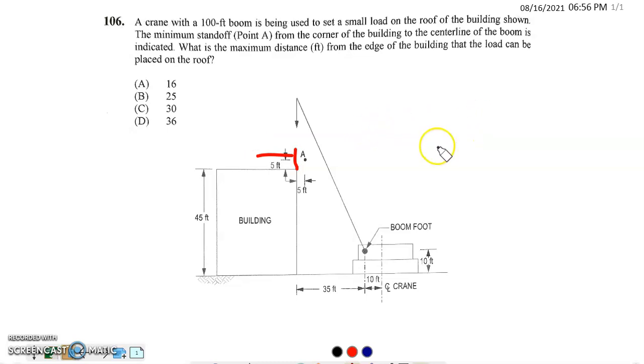Let's see how to tackle this question. The first thing you need to do is find the angle. This is actually a geometric angle. Let me draw from point A all the way down to where the boom foot is located. I'm trying to form a right triangle, that's all it is. Let me take this triangle and draw it somewhere right here.